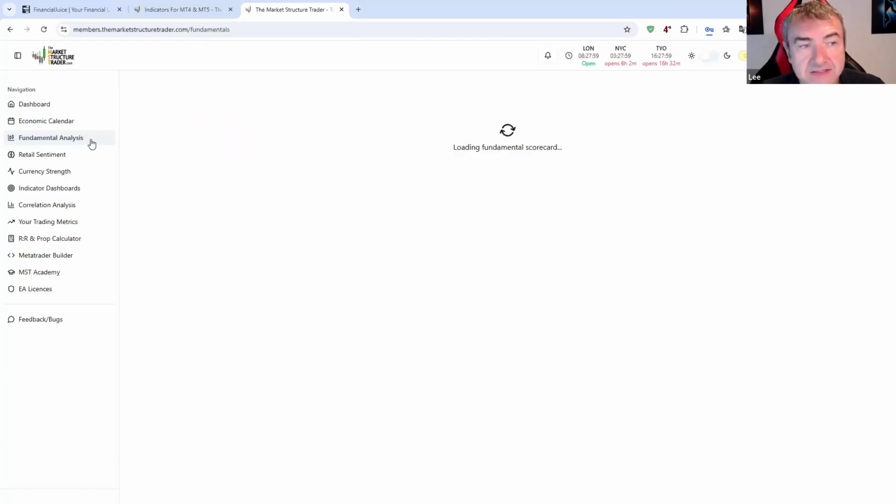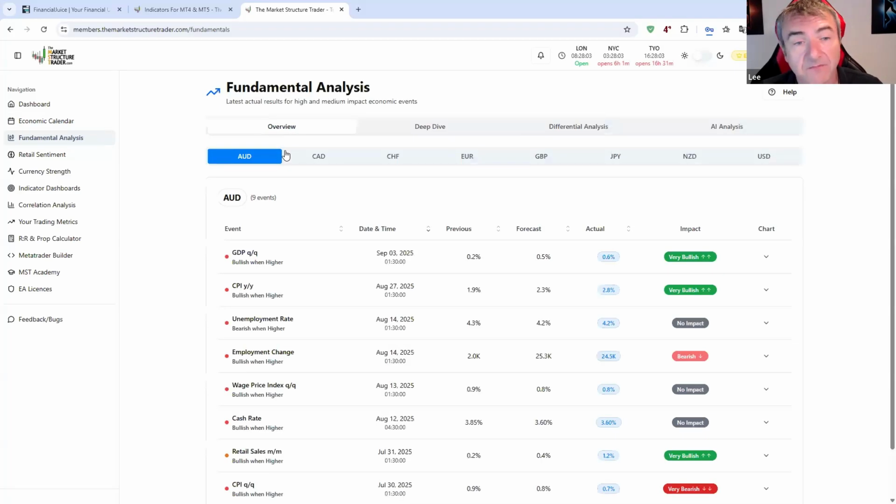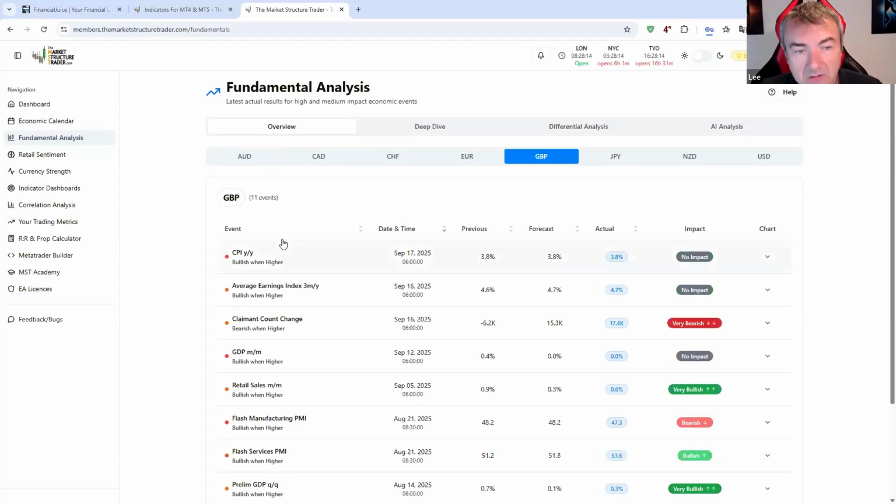The fundamental analysis section basically gives you all the latest data for each individual currency. So if you want to quickly see what has been going on with the pound lately, you can come over to here and you will get all of the most recent medium and high impact news events.